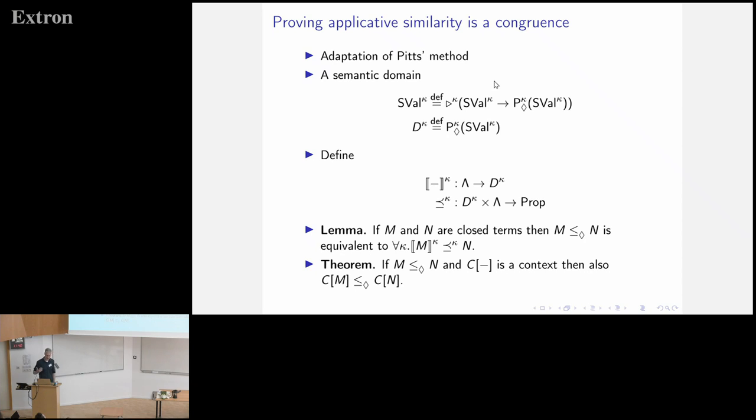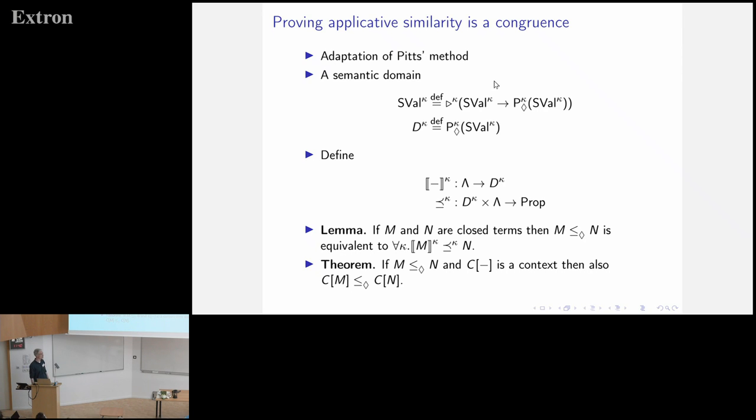And so there's a classical theorem that states that this is a congruence. That's the theorem at the bottom of the slide here. So if you have two terms that are related, you put them in the same context, then they're still related. Okay? And the proof is non-trivial.